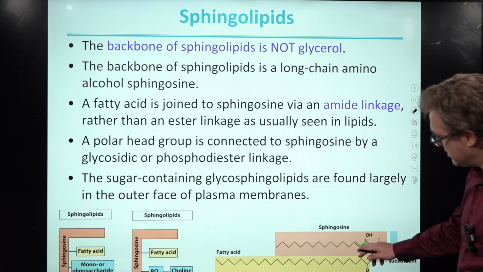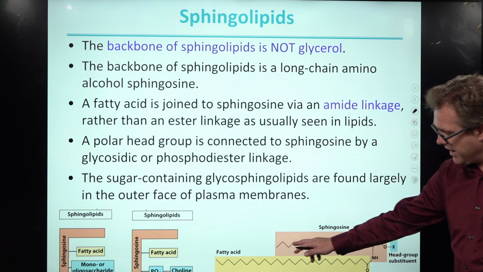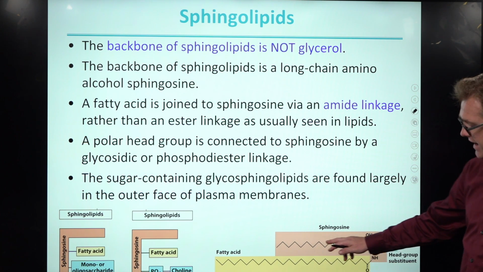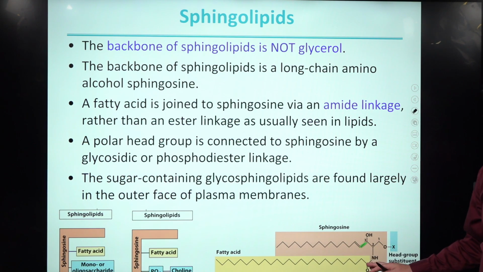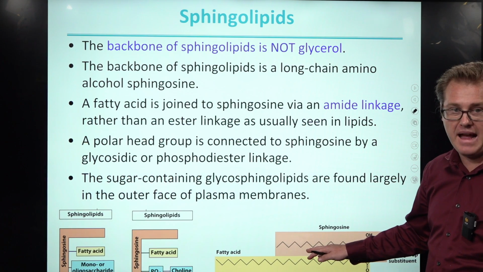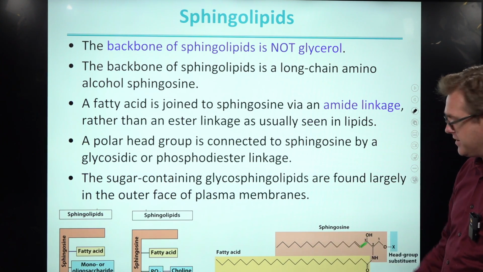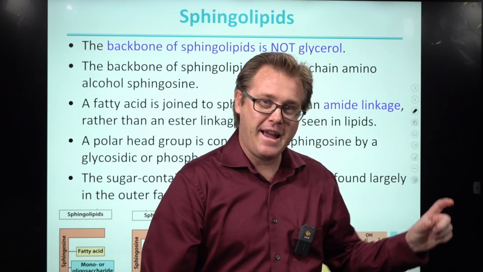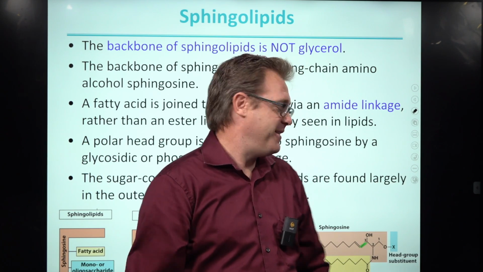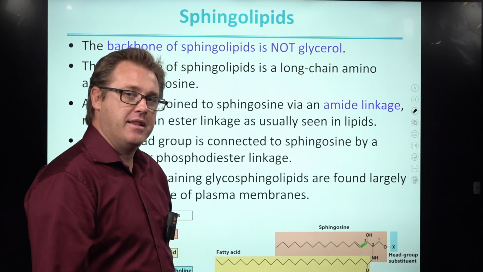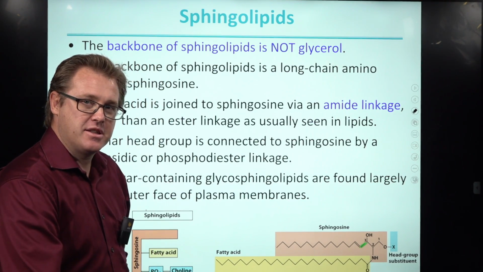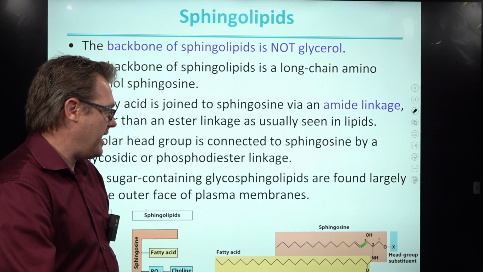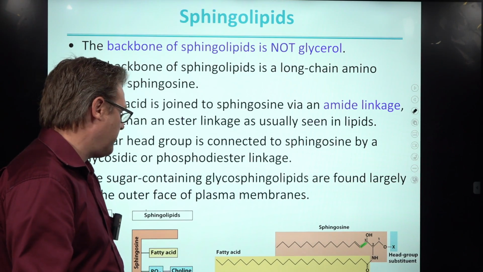And then this long carbon chain right here kind of looks like a fatty acid, but it's not, because it is part of the backbone. So with the sphingolipids, the backbone has a really long alkyl carbon chain, whereas in the other lipids that we just looked at, it's just the glycerol backbone. Kind of unique structure there.